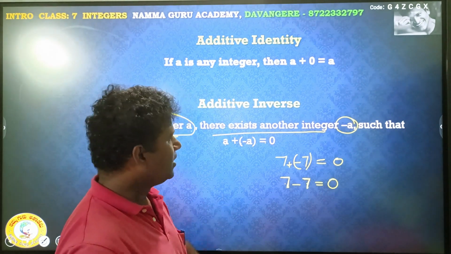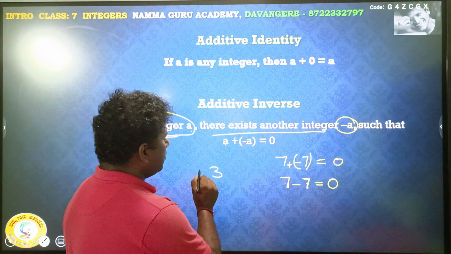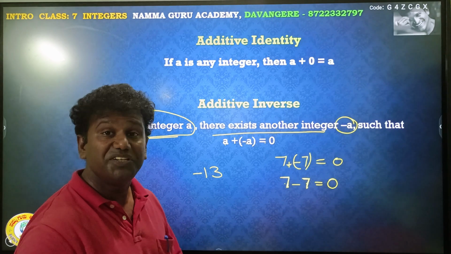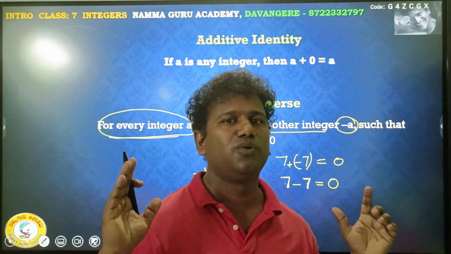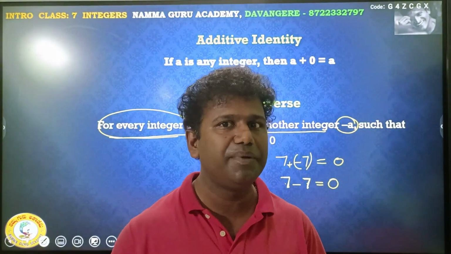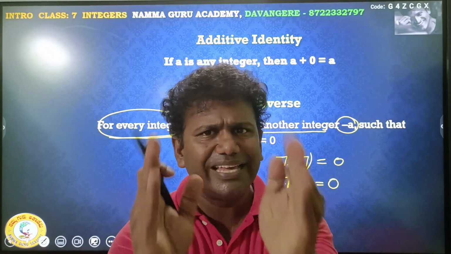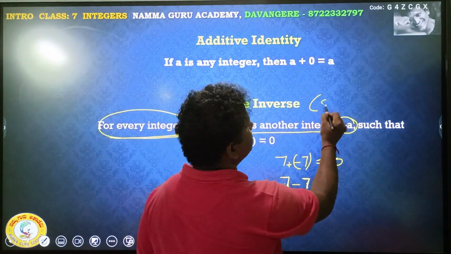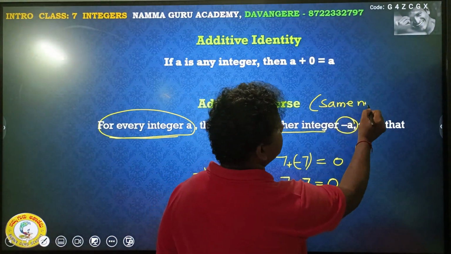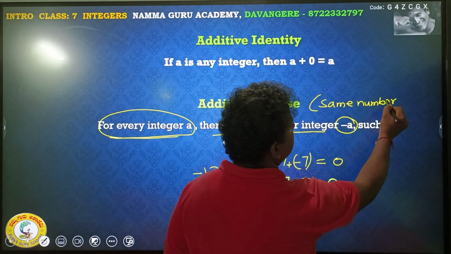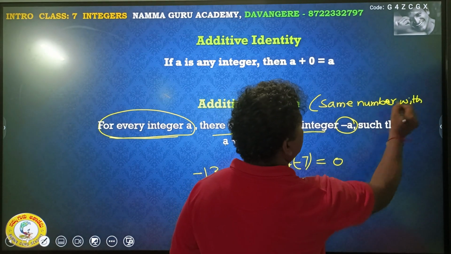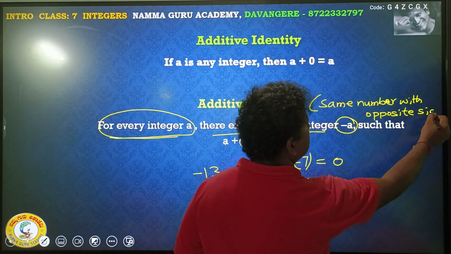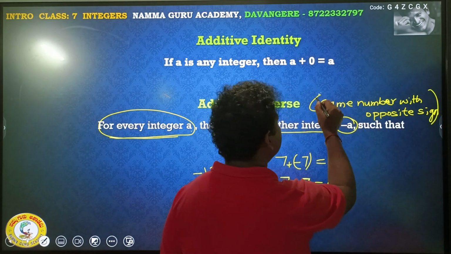Have you understood? I give another example. Now, 13 and minus 13 are given. What is the additive inverse? Means which number can make it 0. Additive inverse means the number which can make the given number 0. The same number with opposite sign. That is additive inverse. We can take it in a simple way: the same number with opposite sign is called additive inverse.